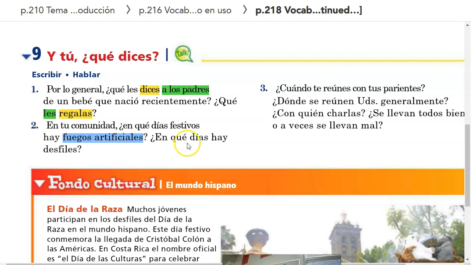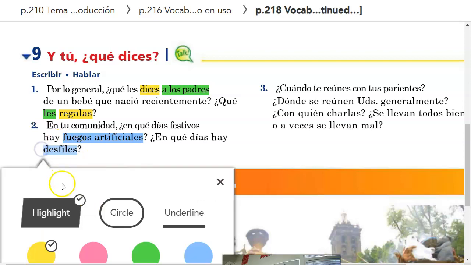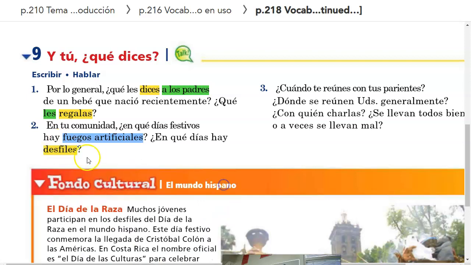Second part of number 2, ¿en qué días hay desfiles? Desfiles is another key vocabulary term. That's procession or parade. You're going to begin the same way as you did the first question. En mi comunidad hay desfiles en, and then you're going to list those special occasions.